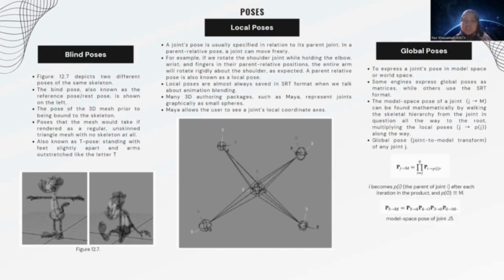What is the local pose? Actually, local poses are almost always saved in SRT format when we talk about animation. For example, the Maya 3D authoring package represents joints graphically as small scales. So here is the image where Maya allows the user to see a joint's local coordinate axes.